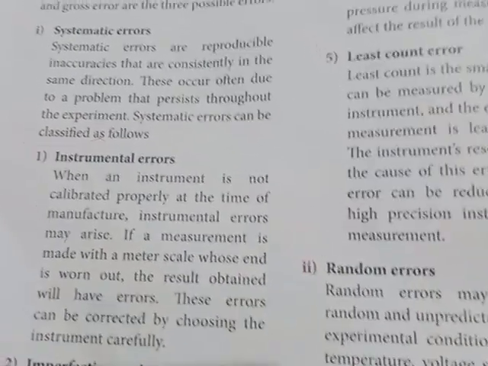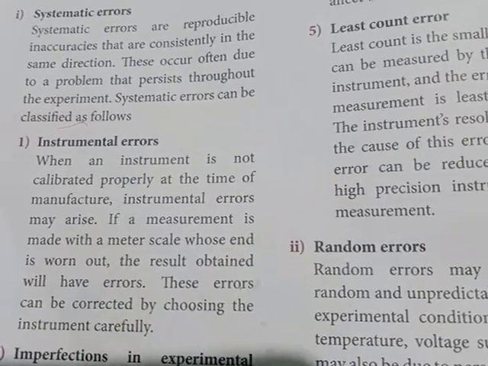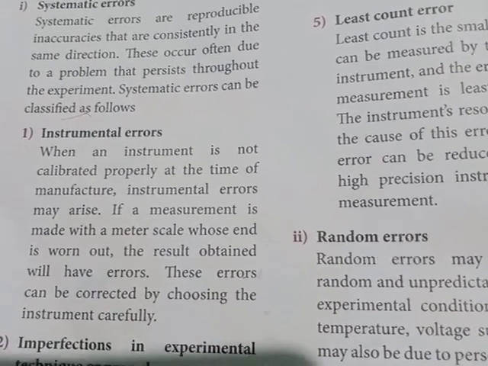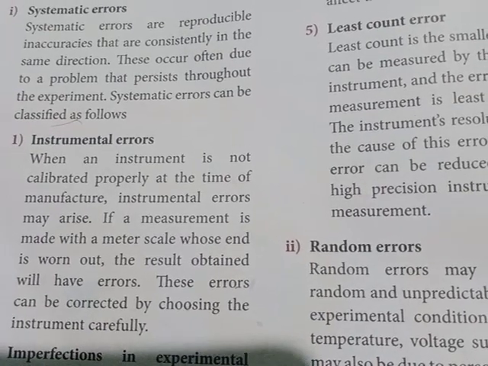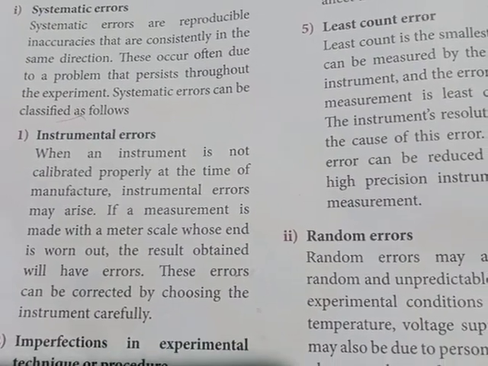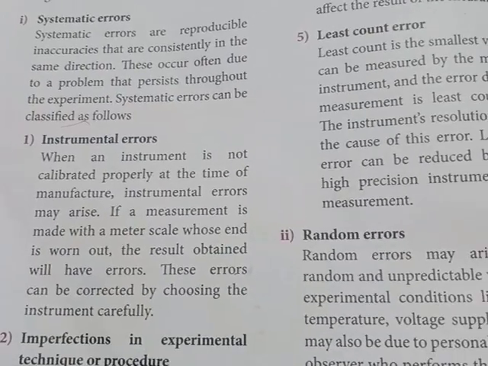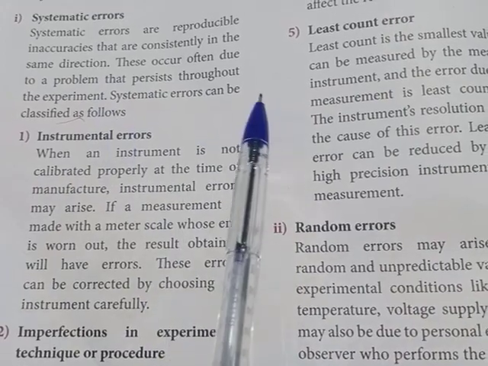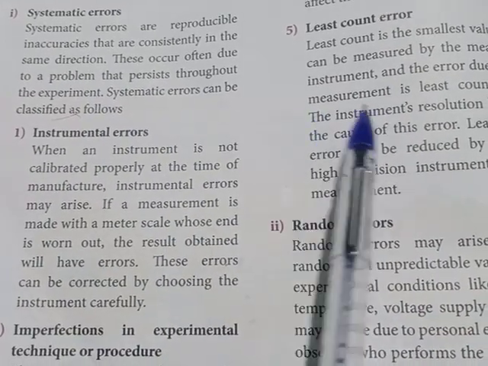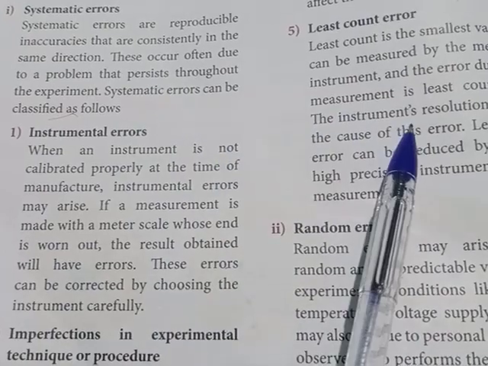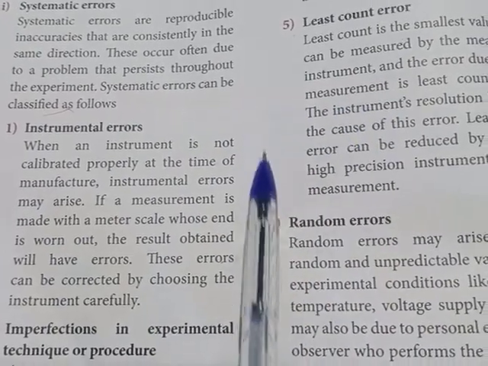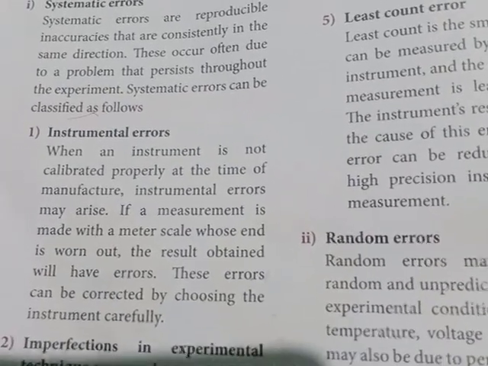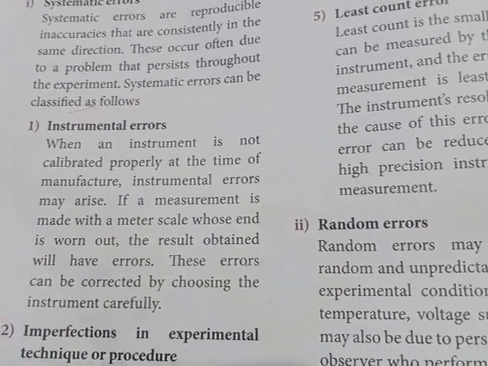Let us see what this instrumental error is. While doing the experiment, we are using an instrument. Sometimes the instrument is not scaled properly, that is, not calibrated properly. We can see that in some instruments the readings are written from 1 to 10, maybe 0.1, 0.2, 0.3. While dividing this, maybe one or two lines in between are missing. That is instrumental error only, which is made while manufacturing.